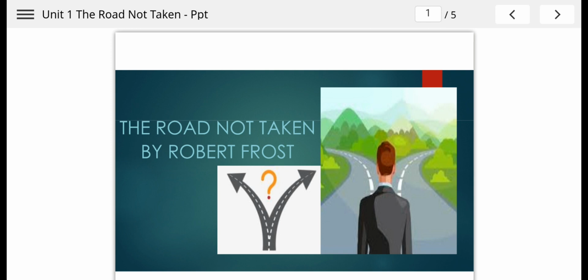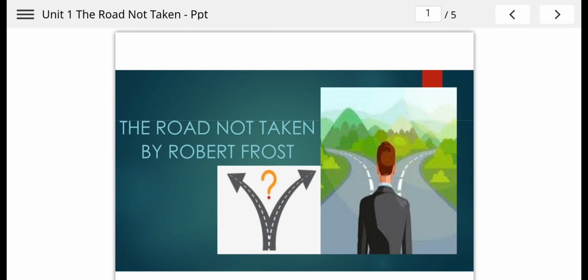Today's topic will be Chapter 2 from your Beehive, the poem The Road Not Taken by Robert Frost, one of my favorite poets. This poem will be about life's choices. As you can see, the man in the picture is trying to choose whether to go on the right path or the left path. So let's see.